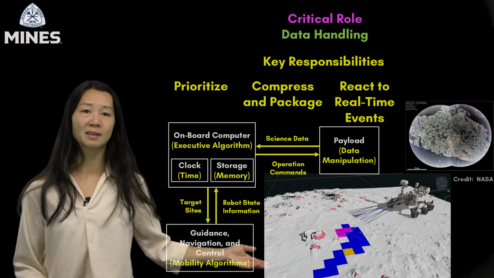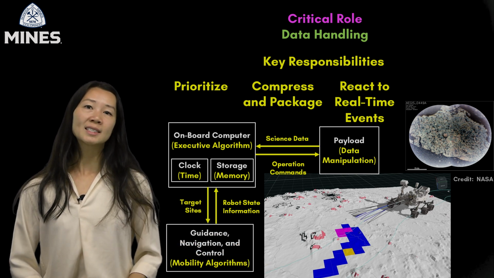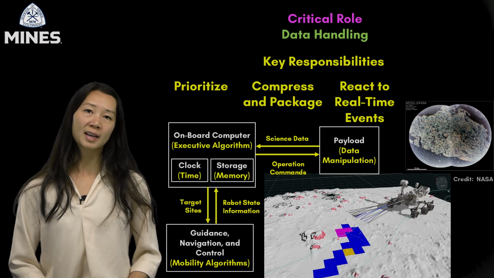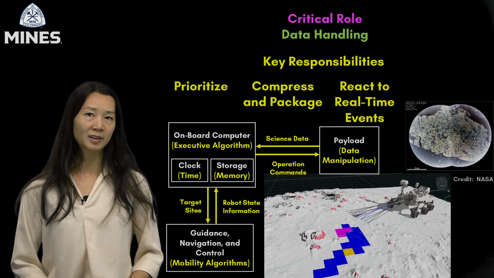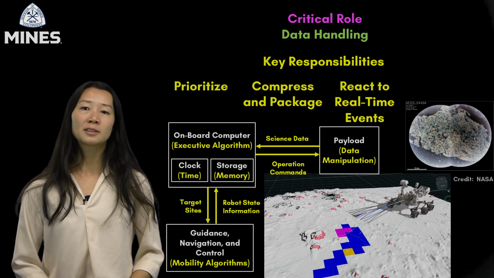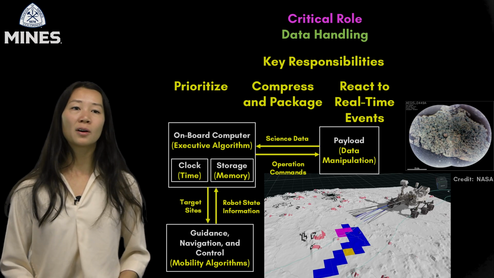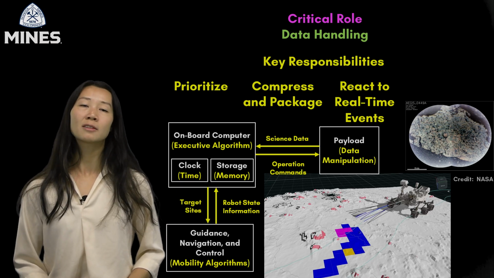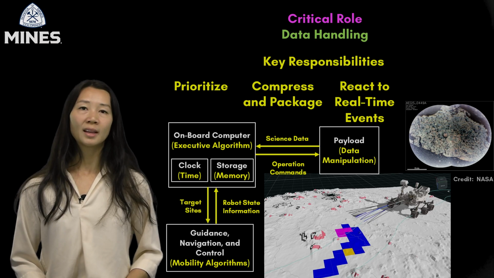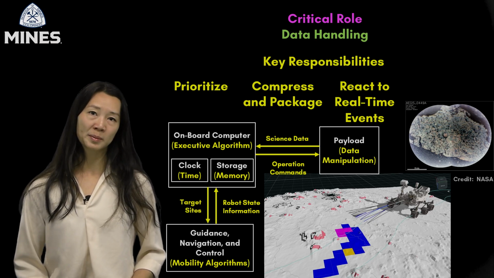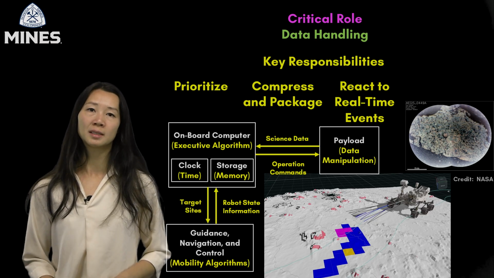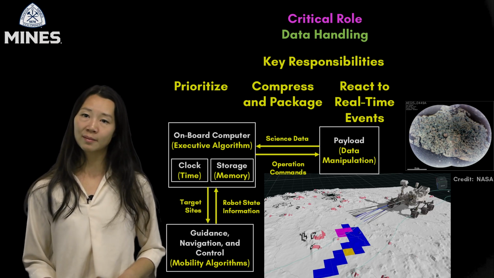Take Perseverance's AutoNav, for example. Its navigation software uses onboard sensors and terrain models to plan and adjust its path without Earth intervention. If it encounters a hazard like a rock or trench while driving, the rover doesn't wait for instructions. It autonomously finds a safer route. That level of autonomy is only possible because the mobility algorithms on the rover can process environment data in real time and make decisions on the fly.